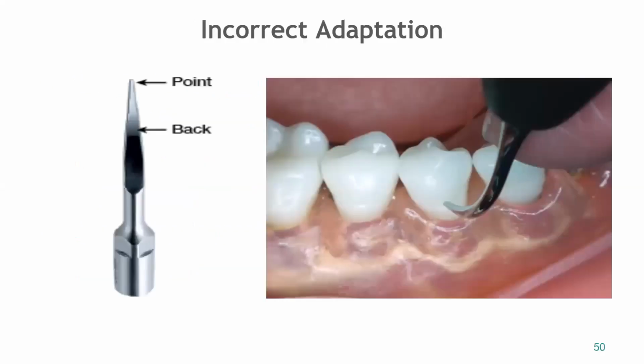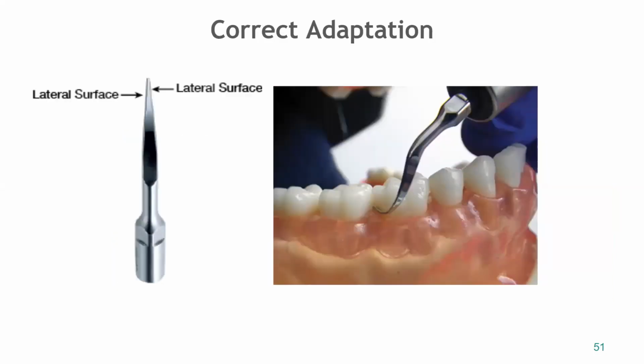So this is just showing the point, the back. We also know we have lateral sides here. And this is showing the tip directly on a tooth surface. We don't want to do that. It's going to send your patient through the roof. It's really uncomfortable, and that's what causes damage to the tooth surface, okay? The point is the most active place on a powered instrument.